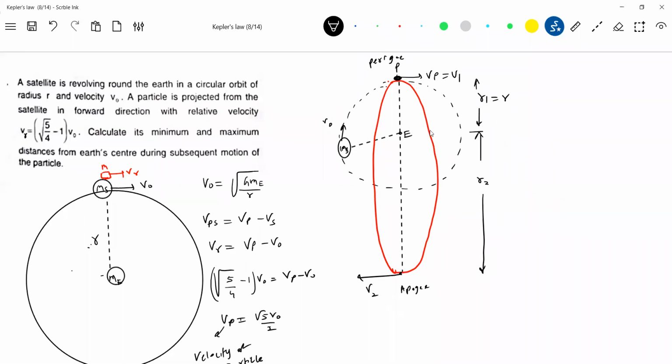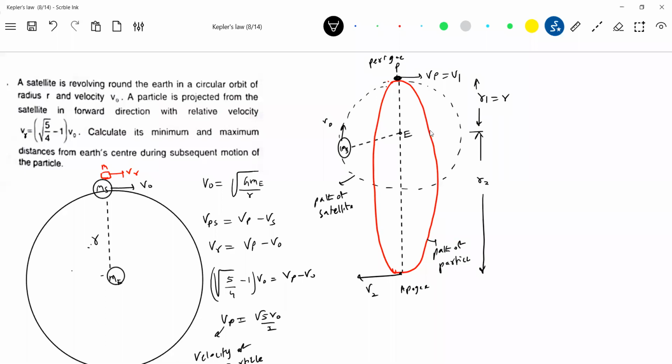Agree this? So what is this? What should I call it, the path of a particle? This is the path of a satellite. Okay, now sir, how do we get this? We don't have anything here except what?